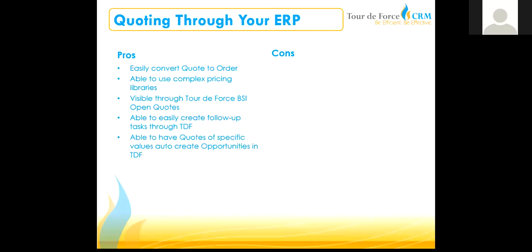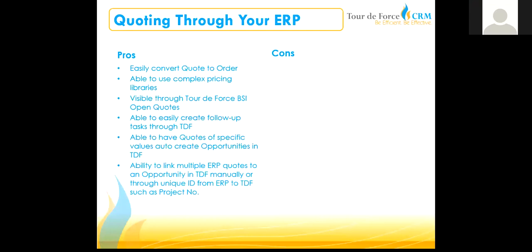In Tour de Force, if you're quoting through the ERP, you do have the ability to have quotes that fit a specific profile or a specific rule automatically create opportunities in Tour de Force and link that quote from the ERP directly to that opportunity. So for example, if you wanted to set up a rule that said any quote that I generate that's over $10,000, I want that quote to automatically generate an opportunity in Tour de Force and assign it to the appropriate sales rep. So within Tour de Force, you can do that. Then when you open that opportunity, you have a tab for looking at all the linked quotes relative to that opportunity.